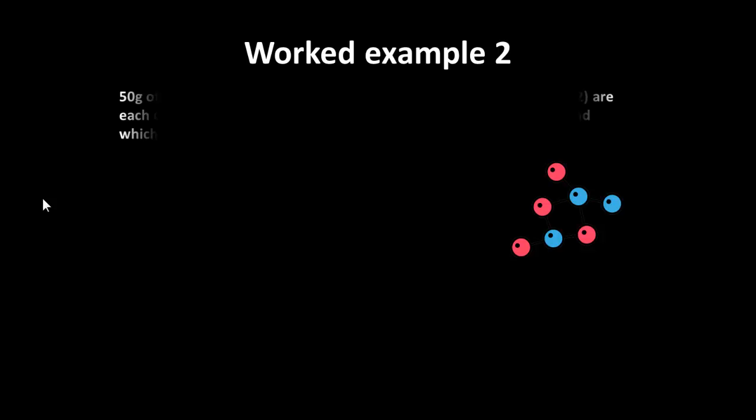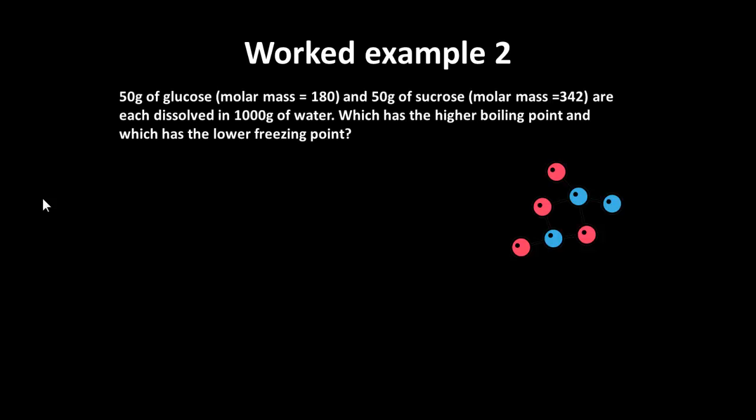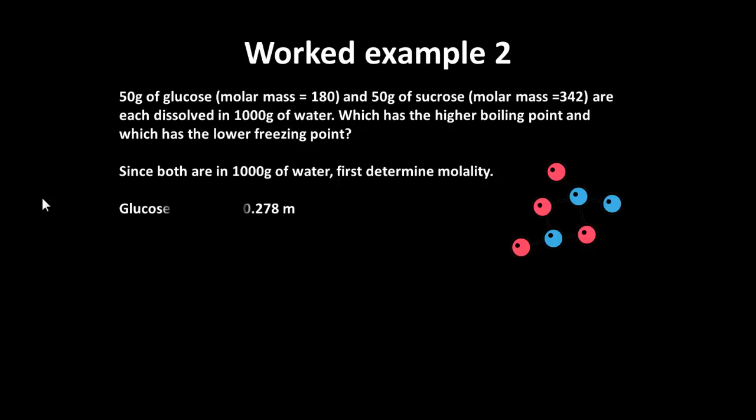Let's have another worked example for you. 50 grams of glucose, which has got a molar mass of 180, and 50 grams of sucrose, which has a molar mass of 342, are each dissolved in 1,000 grams of water. So which has got the higher boiling point and which has got the lower freezing point? Well, since both of them are in 1,000 grams of water, the first thing to find is the molality.